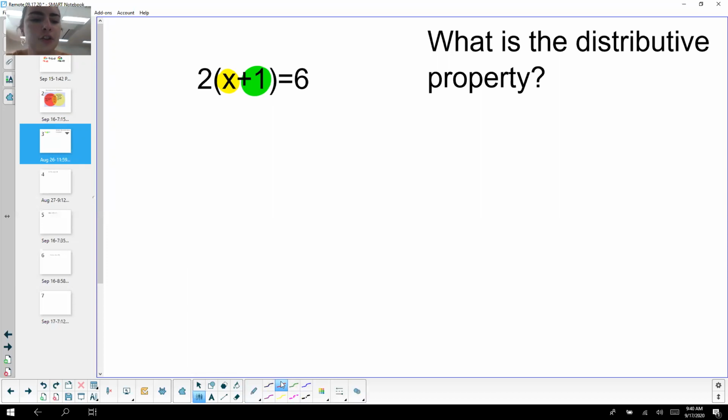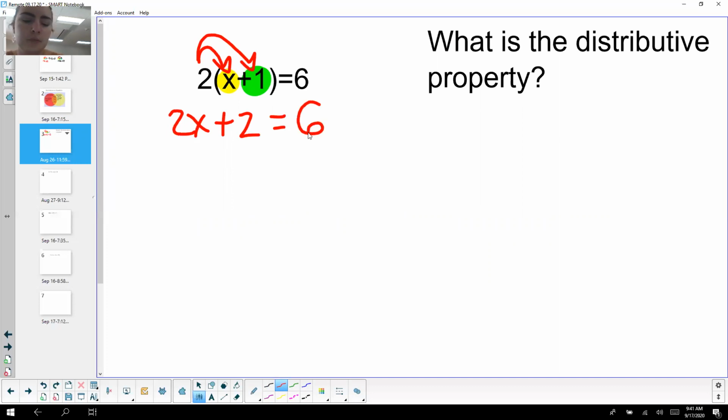So again, that 2 is going to be distributed to those two terms inside the parentheses by multiplication. So I'm multiplying positive 2 to both of these terms inside the parentheses. So 2 times x, so the yellow one, 2 times x is 2x. 2 times positive 1 is positive 2. And then I haven't touched that 6 yet, so it's just 6.